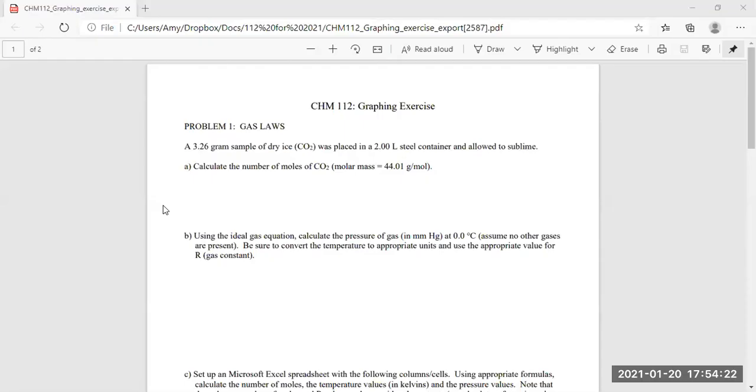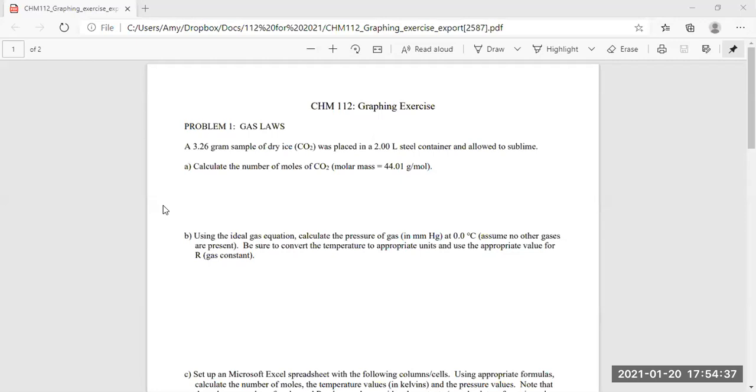Let me shut down a couple of these documents so I can open up something different. All right, share screen, this. So this particular exercise is all about giving you some data and showing you how to use Excel, because we need to use Excel for quite a number of things this semester.